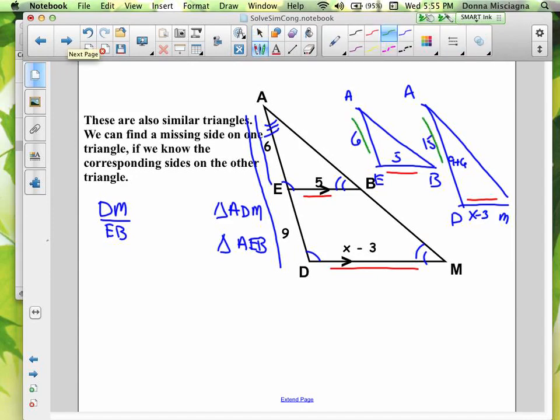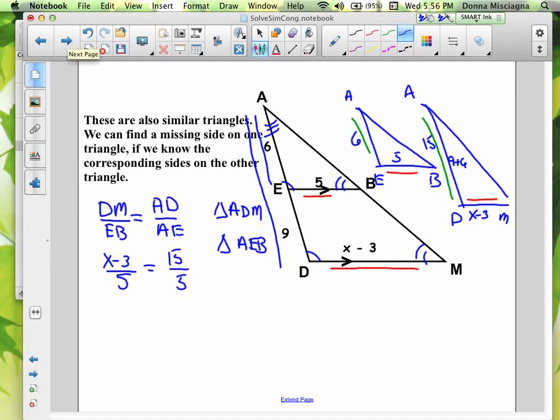And then AE goes with AD. Right, so now I'm going to match up these two. And I have to put the big triangle in the numerator because that's the one that's in the numerator now. So I have to put AD in the numerator. And I have to put AE in the denominator. Okay. And now we'll plug in the values. So DM is x minus 3. EB is 5. AD is 6 plus 9. Remember, it's 15. And AE is 5. Okay. And you can reduce here.